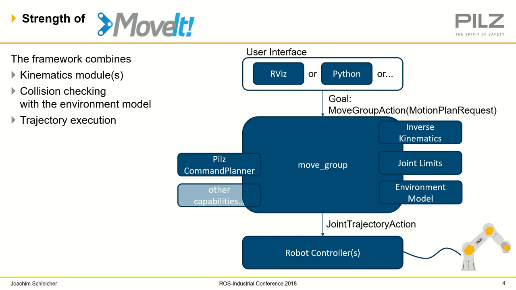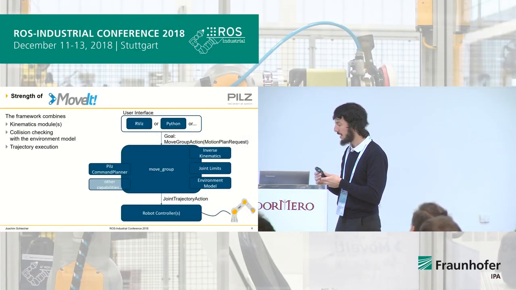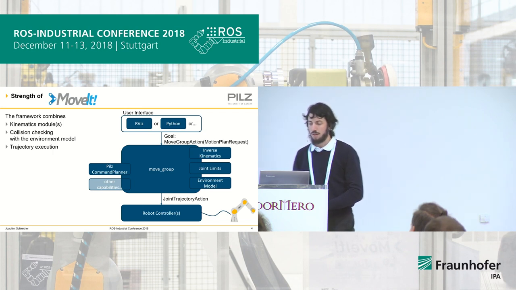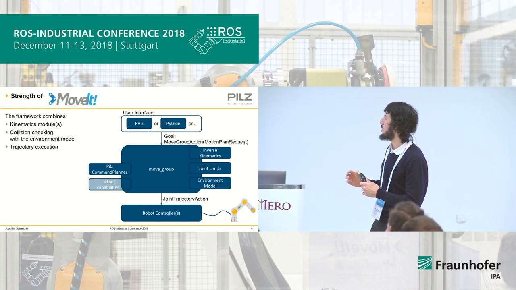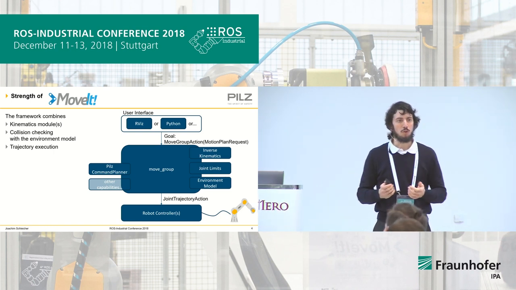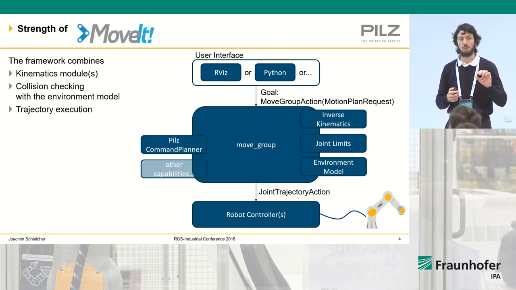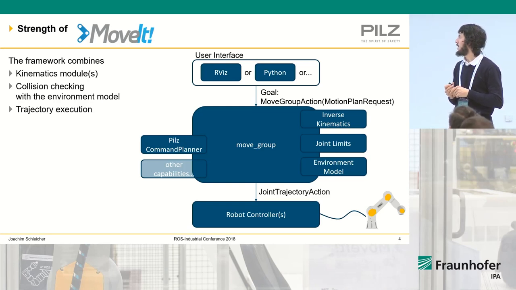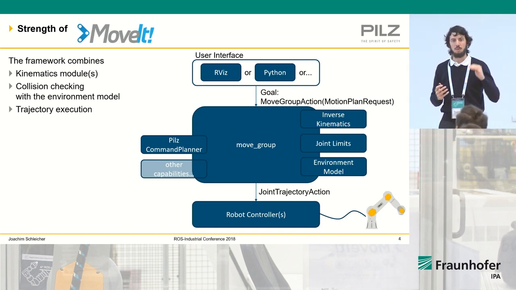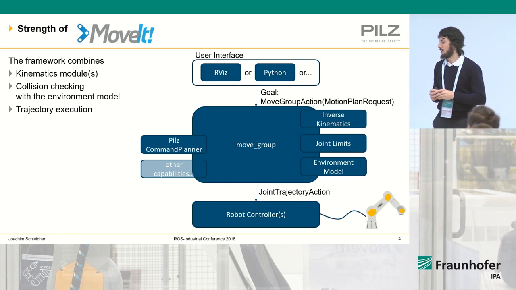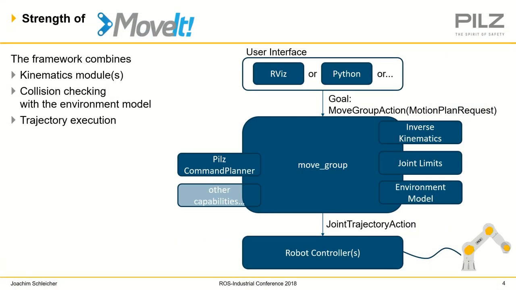To go into more technical details, you start with ARVIS, or as I said, a Python API from the user interface, and then you send your goal to the move group that has many plugins for inverse kinematics, for joint limits, for the environment model, and we use all those existing capabilities and just write a planner plugin that comes into play for the trajectory generation. And the result is a trajectory that has, at every time step, the joint angles of the robot manipulator. So it's just a sequence of individual joint positions that is then sent to the robot for execution.